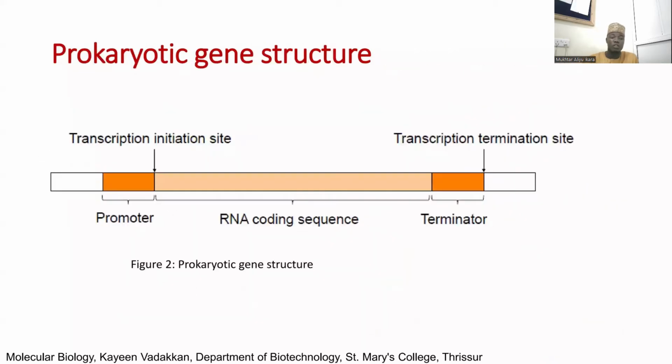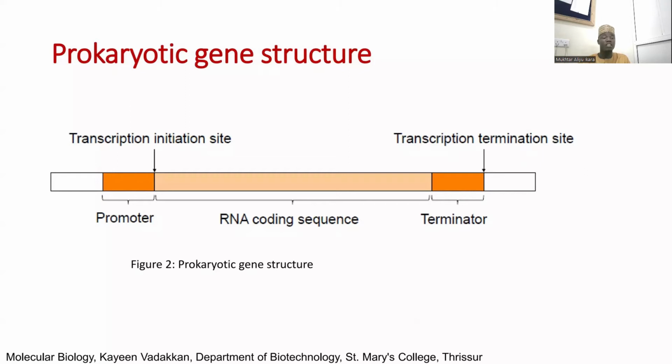Then now we are going to look at the prokaryotic gene structure. The prokaryotic gene structure is made up of different components. We have the promoter region, the terminator region, the RNA coding sequence, the transcription initiation region, and the transcription termination region. The RNA coding region is a region where a functional product can actually be obtained.